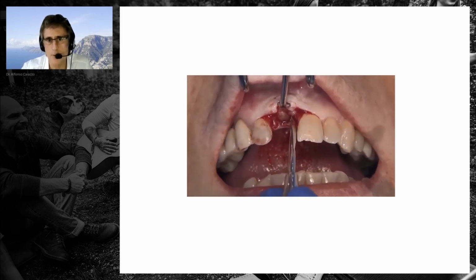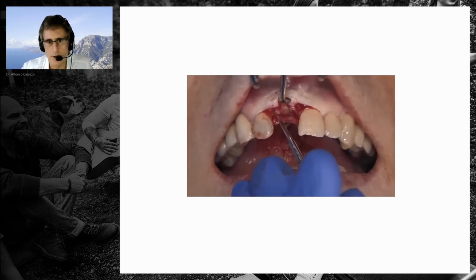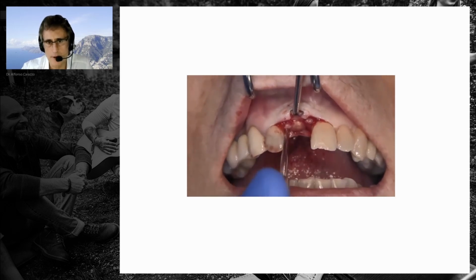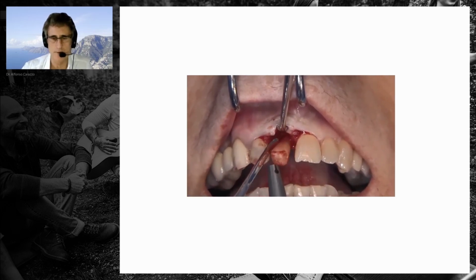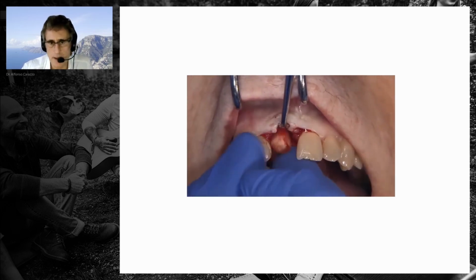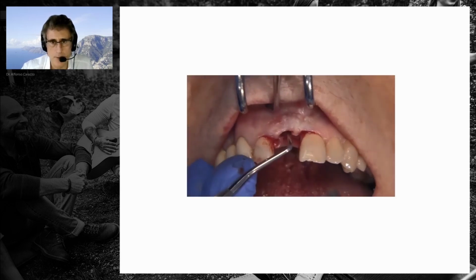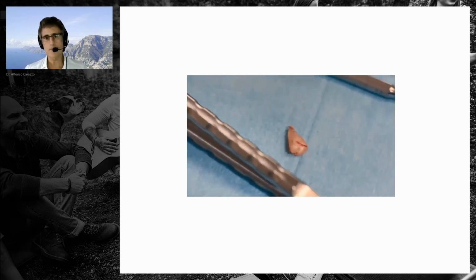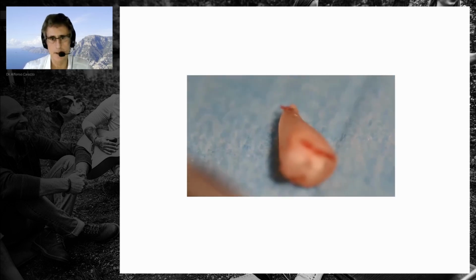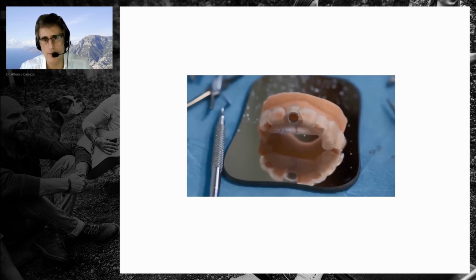Once the root is completely loose, you take it with a mosquito and you take the root out completely. See, you don't need any forceps to do this extraction most of the time. And then you clean the socket, making sure that all the walls are intact. You see the root is completely extracted, and there are no root tips or fragments left over.